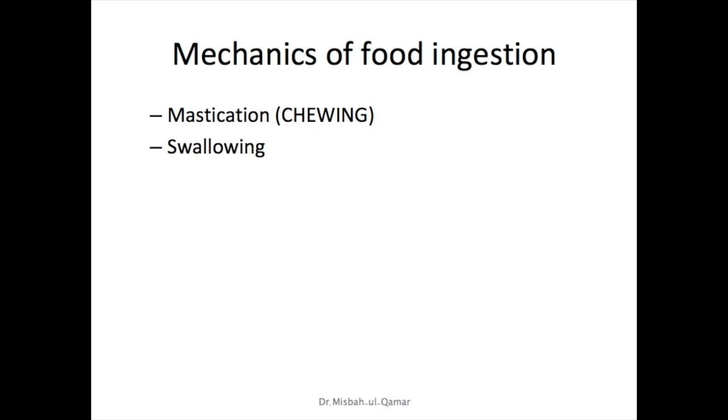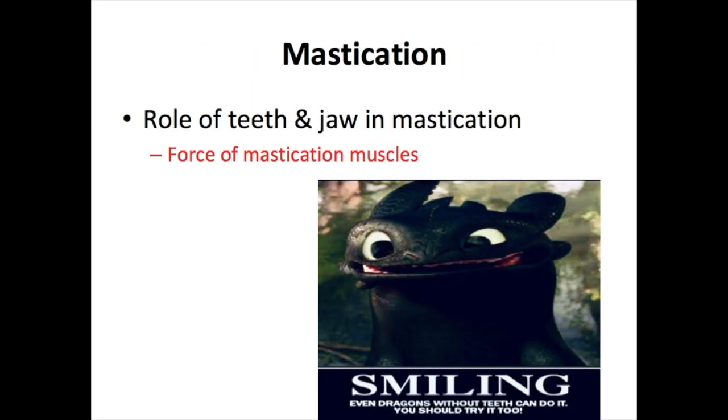There are two important mechanisms involved in food ingestion: mastication and swallowing. So let's start with the details of each one by one. The process in which food is cut and ground into small pieces with the help of teeth is called mastication, and it is caused by a chewing reflex. It is the first step in the digestive process.